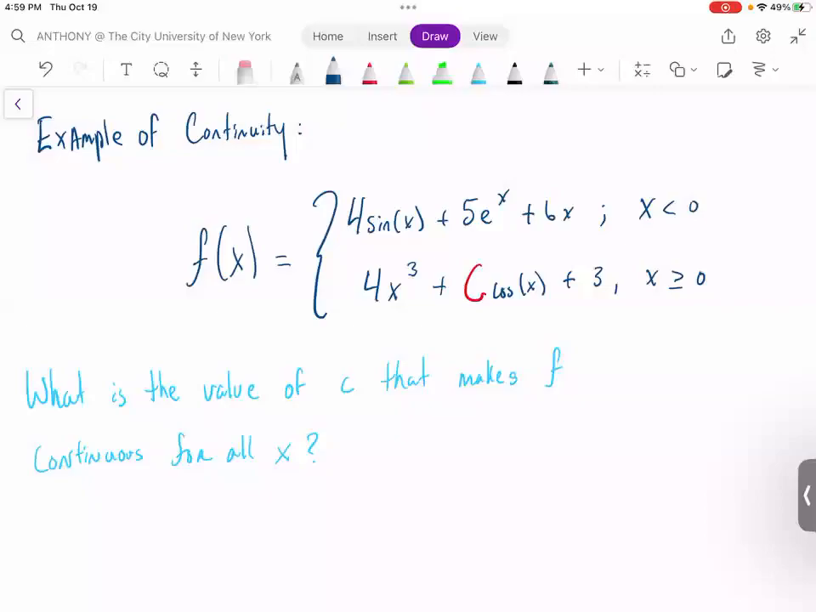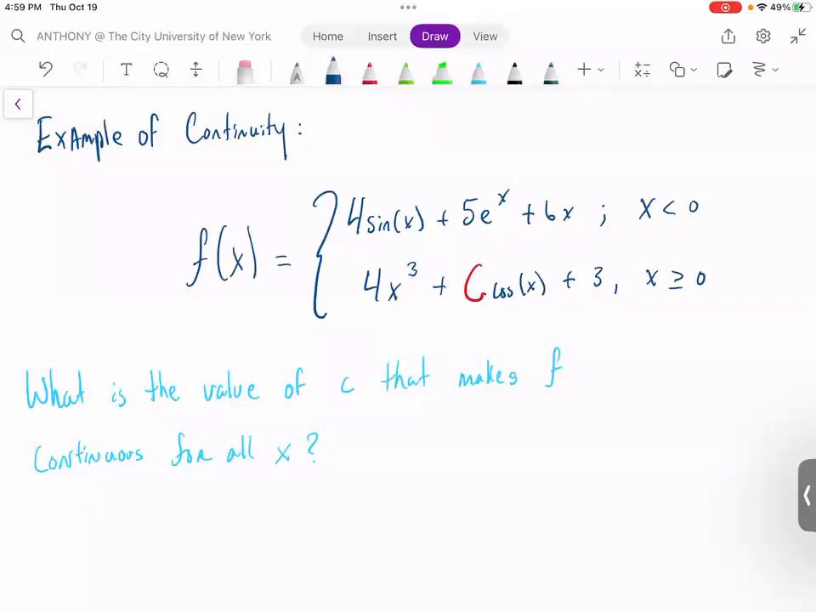Okay, so here's our example of continuity. f of x equals a piecewise function. We have 4 sine of x plus 5 e to the x plus 6x for when x is less than 0, and then 4x cubed plus c times cosine of x plus 3 when x is greater than or equal to 0.